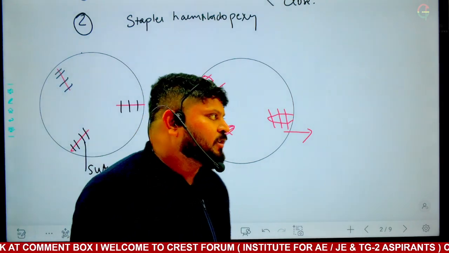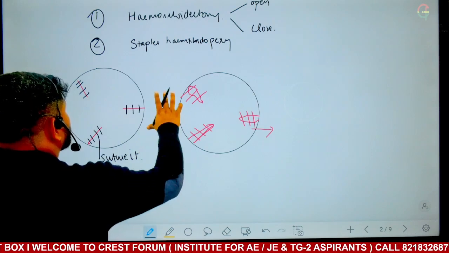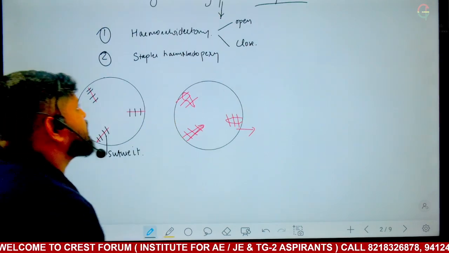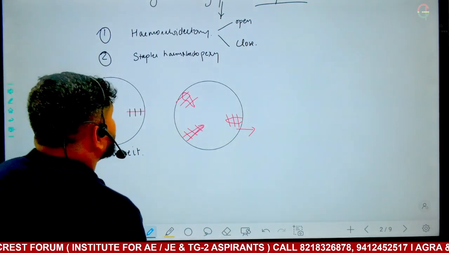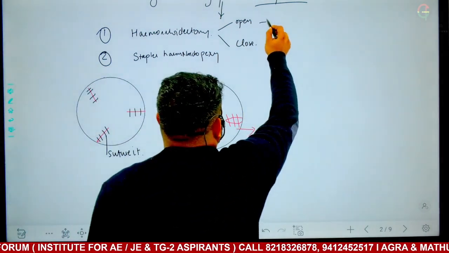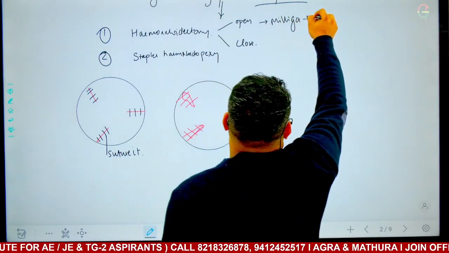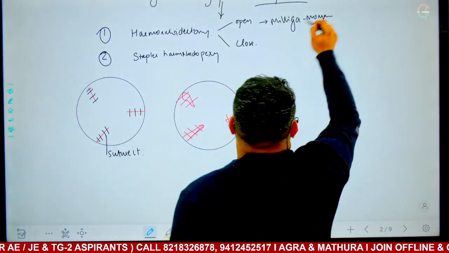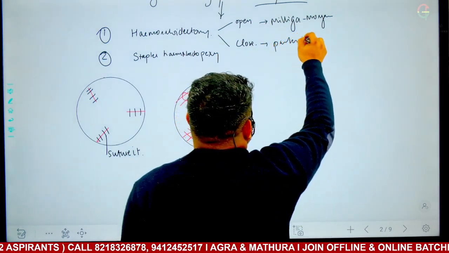This is how we are going to treat the patient with a third and fourth grade hemorrhoid. We will do a hemorrhoidectomy, open or closed. Open hemorrhoidectomy is called Milligan-Morgan. Closed hemorrhoidectomy is also called Parks hemorrhoidectomy.